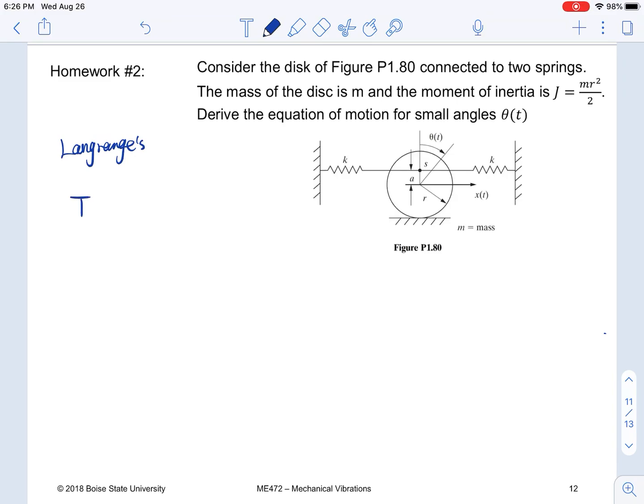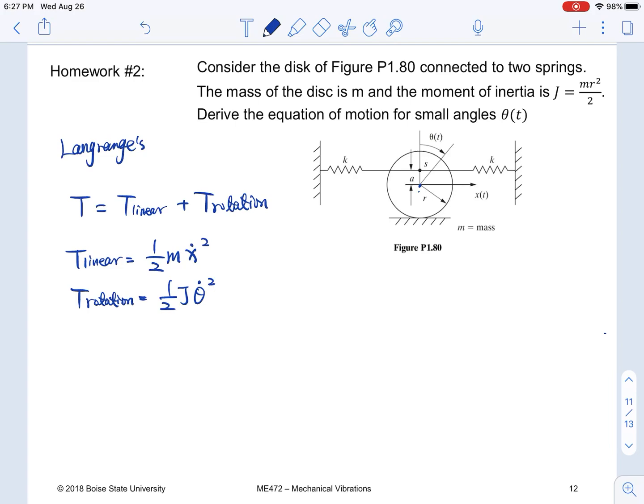So let's look at this wheel. It is rotating around the center. At the same time, the center of mass is also moving horizontally. So that's why your kinetic energy has two components. One is the linear motion. The other one is the rotational motion. And then the linear motion is described by half m x dot squared, and then the rotational motion is half J theta dot squared.